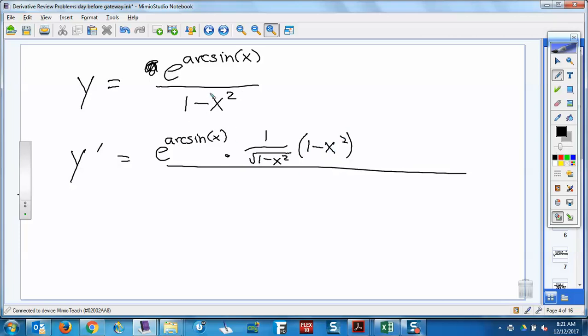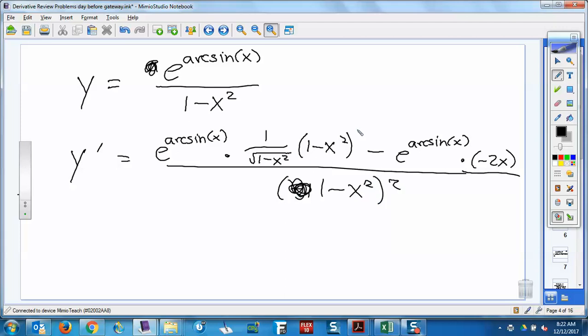And so times the bottom left alone, minus the top left alone, e to the arc sine x, times the derivative of the bottom, which is negative 2x. So actually that one might have worked out pretty good. And then the bottom squared. So you have 1 minus x squared, all squared.